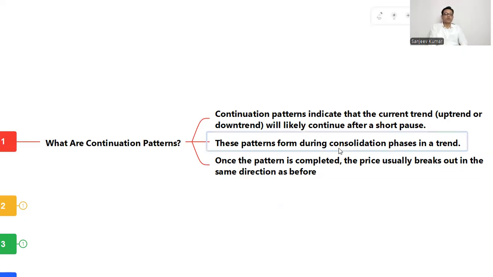These patterns form during a consolidation phase in a trend. Once the pattern is completed, the price usually breaks out in the same direction as before.